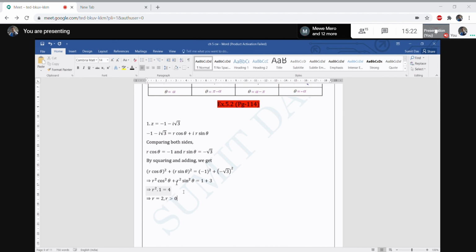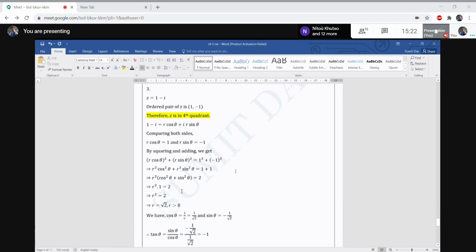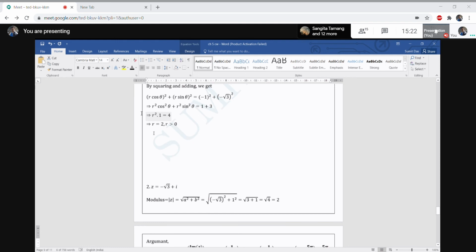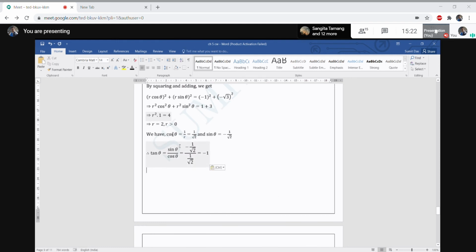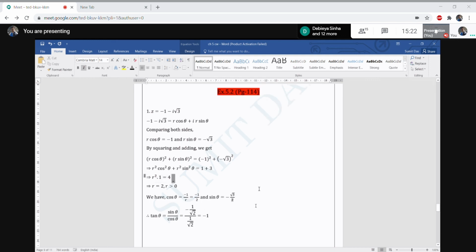Okay, this is what we got. Therefore cos theta we can write as minus 1 by r, not 1 by r. Cos theta is equal to minus 1 by r here. So r value we got 2, so cos theta is equal to minus 1 by 2. And sin theta is equal to square root of 3 divided by 2.